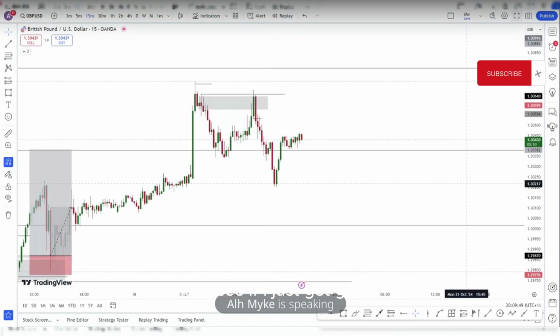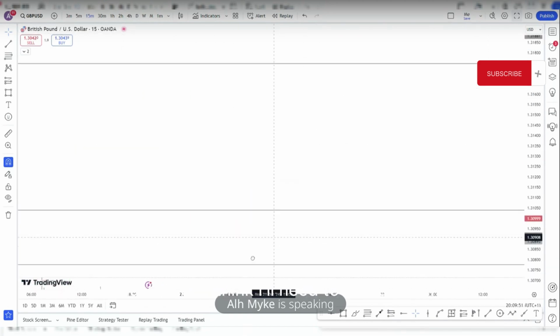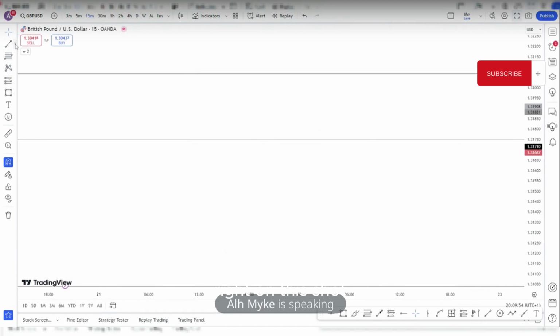Let me just use a schematic to give you an example, because I don't think I'll be able to find an example right now on this chart. So let's use this. We have price like this, we have this, right? Then we have something.